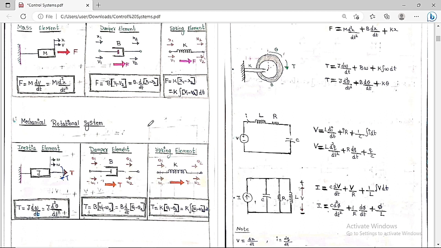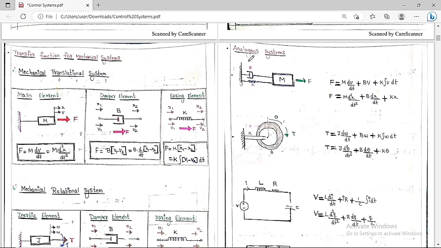So therefore, these formulas you always have to keep in your mind, which are: T is equal to J into alpha, or J into d omega by dt, or J into d square theta by dt square; then T is equal to B into omega 1 minus omega 2, which is equal to B into d by dt of theta 1 minus theta 2. Here T is equal to K into theta 1 minus theta 2, or K into the integration of omega 1 minus omega 2 into dt. So these formulas always you have to keep in mind.